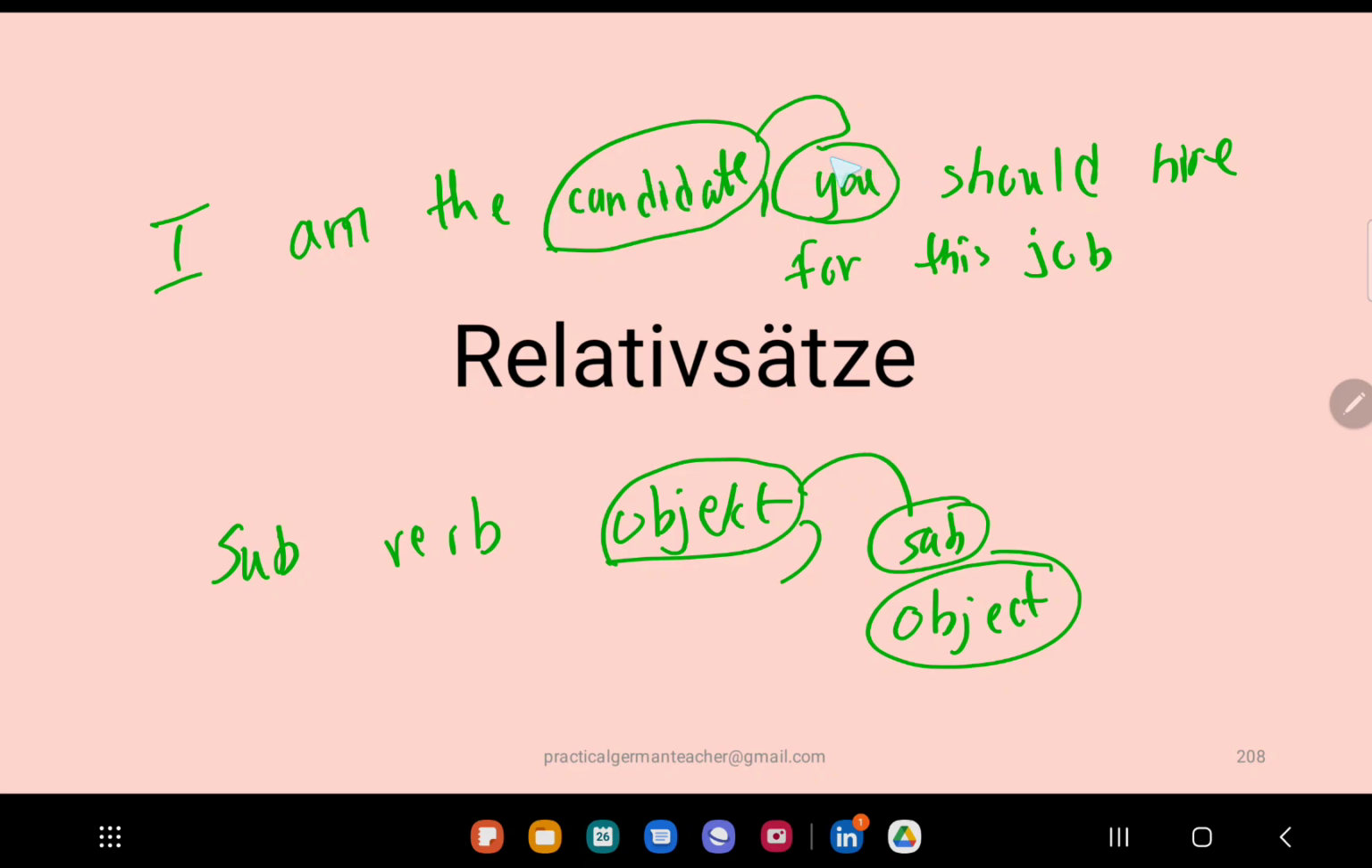So this candidate becomes what in this sentence? Think about it. It is the object, it's not the subject, right? You should hire you, and what is this you? This is the candidate. So it becomes the object. Now it can also become the subject.